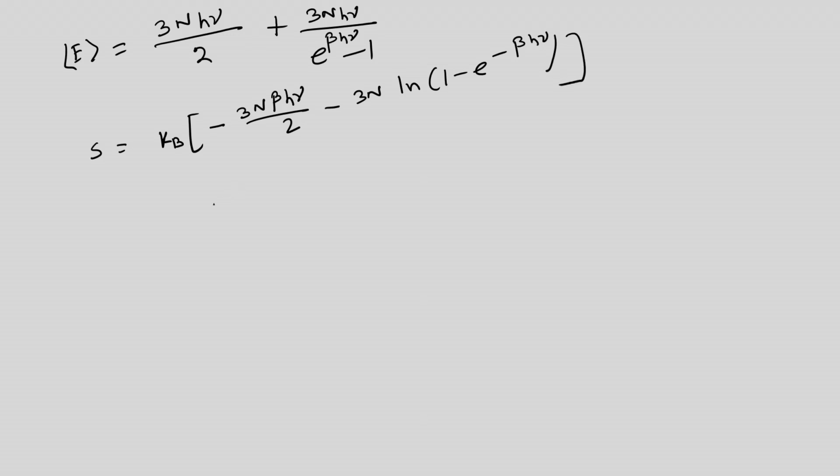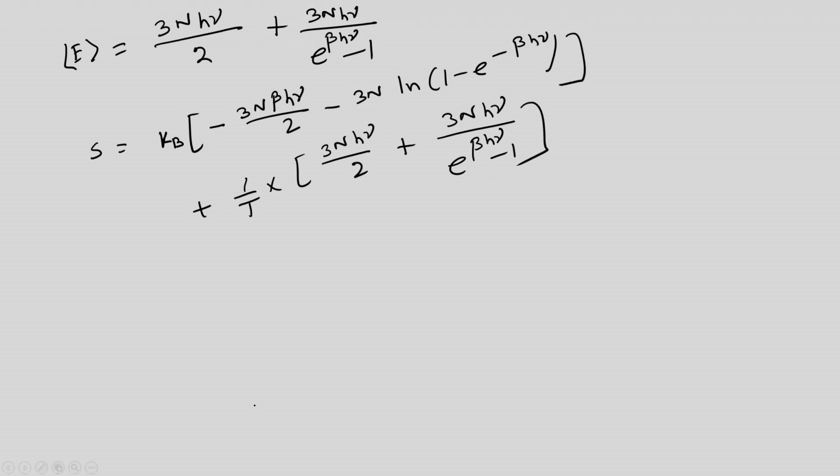So, now if we substitute all these things, we get entropy. S is now k_B ln Q. So, k_B times minus 3n βhν by 2 minus 3n ln(1 - e^(-βhν)) plus 1 by T times 3n hν by 2 plus 3n hν by (e^(βhν) - 1). So, this is the value of S.